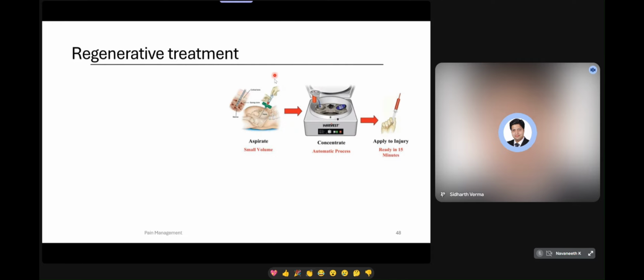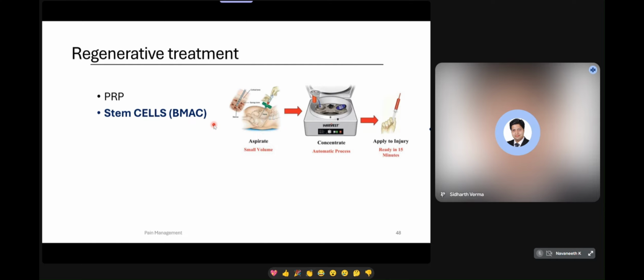Then the second option which we have for these patients is regenerative treatment. And here we are going to give platelet rich plasma or stem cells. Whenever you hear the word stem cells, you should always be conscious, because there are no real stem cells. What we are actually using is bone marrow aspirate concentrate. So this is very important to understand.